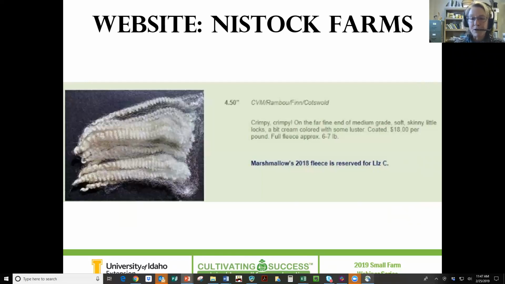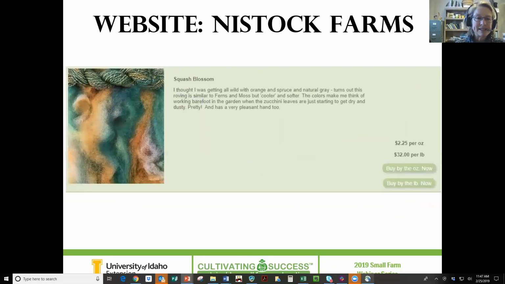This one is reserved already, and it's $18 a pound for 6 to 7 pounds. And they do some value added, $2.25 per ounce. I kind of doubt that pays very well if you do the math like we did earlier. It is fun to have some things like that.